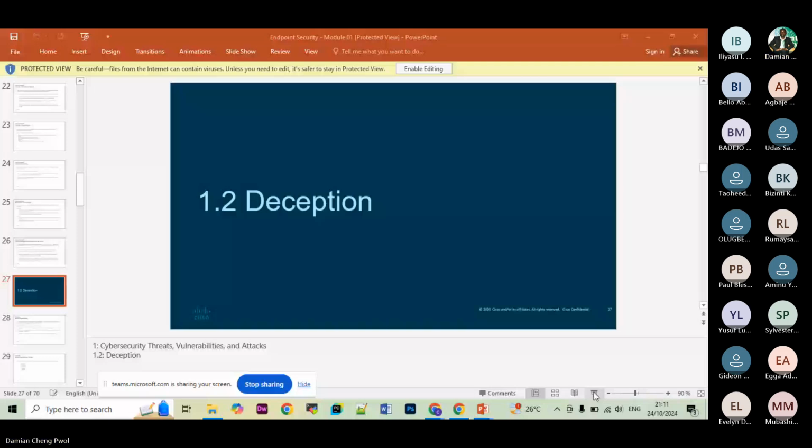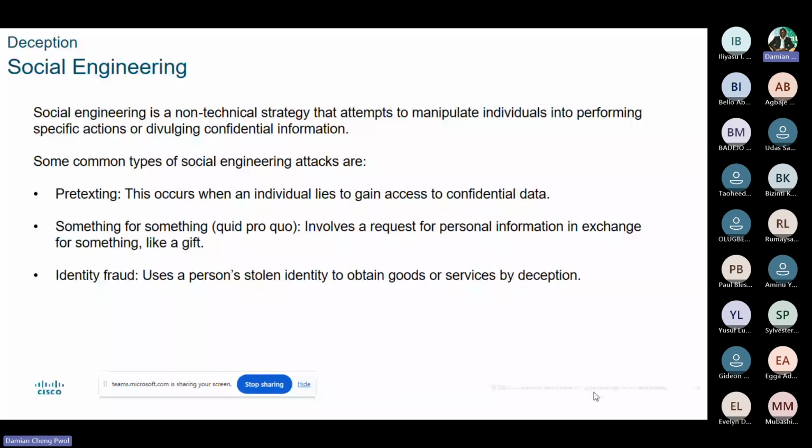So, deception, social engineering. Social engineering is a non-technical strategy that attempts to manipulate individuals into performing specific actions or divulging confidential information. Some common types of social engineering attacks. This particular part, deception, is very, very common in our society here. You hear things like Yahoo, Yahoo. They fall into this group of deception. So let's look at some types within social engineering.